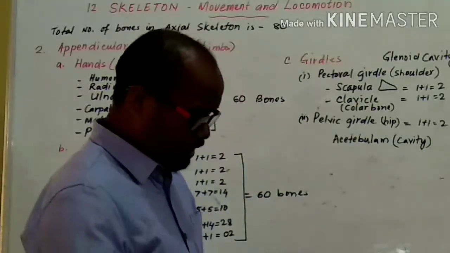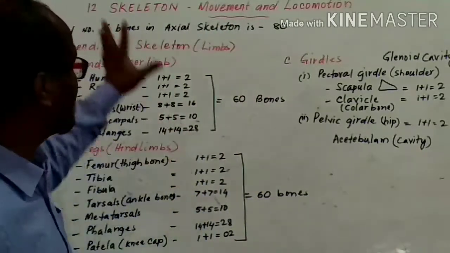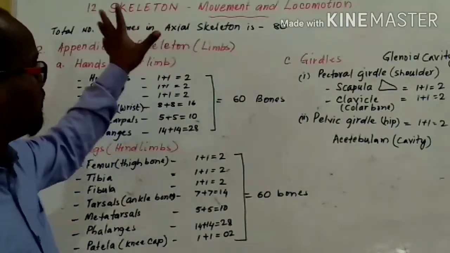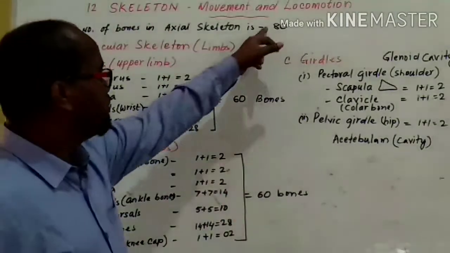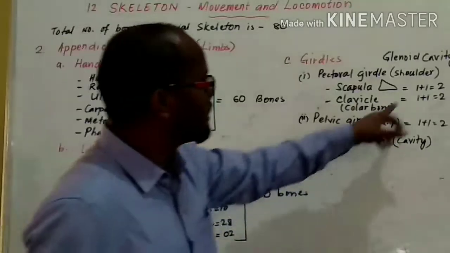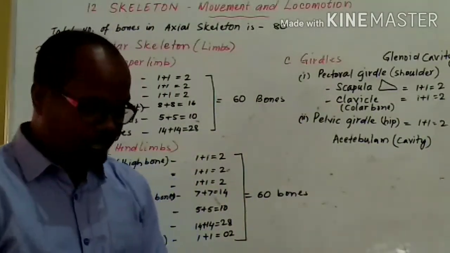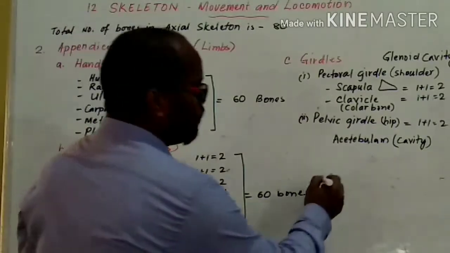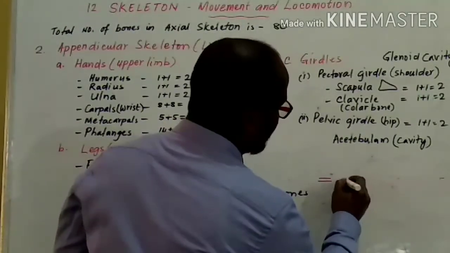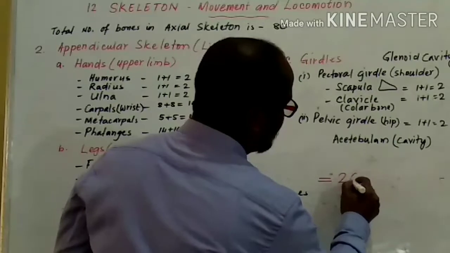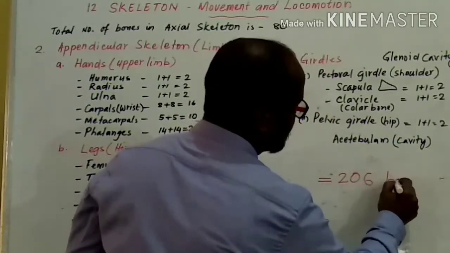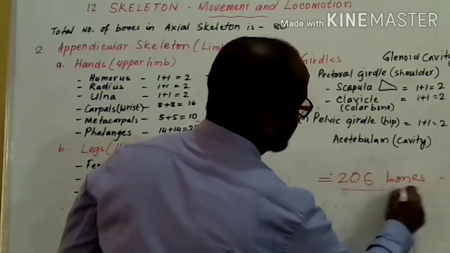So now when we count all the number of bones, 80 plus 60 plus 60 plus here 6, it comes to 206 bones. That means in the human body the total number of bones is equal to 206 bones.